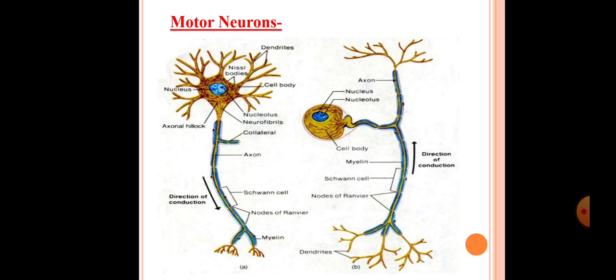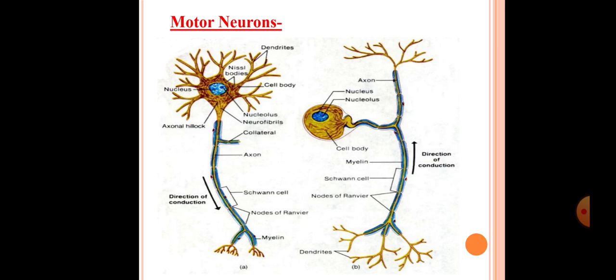Neurons are characterized into three types based on the polarity. First is the unipolar, then bipolar, then multipolar. Unipolar means these neurons have a single short process and are found in the embryonic stage. The process emerges from the cell body and divides into proximal and distal branches.